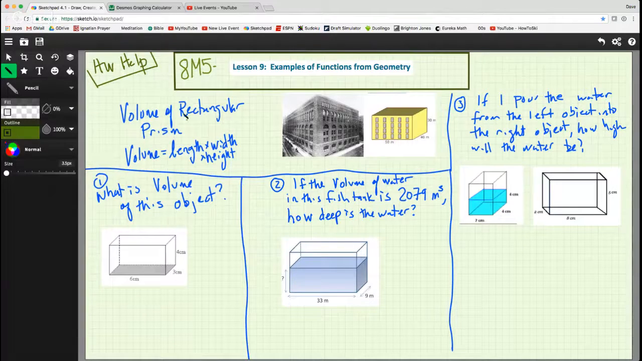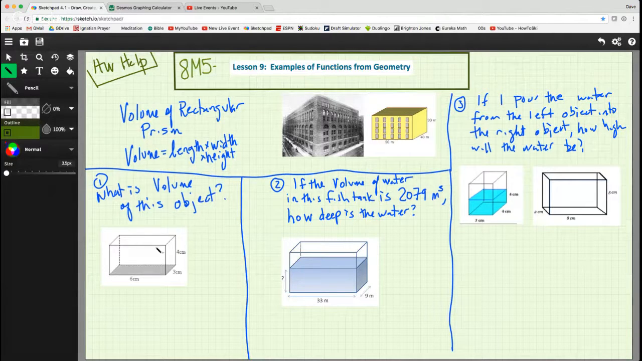So remember, the volume of a rectangular prism is multiplying the length times the width times the height. And the question is how much air would fit inside here, or how much water would fit inside here if you filled the whole thing up? That's what volume is. Volume is how much water fills something, or how much air fills something.